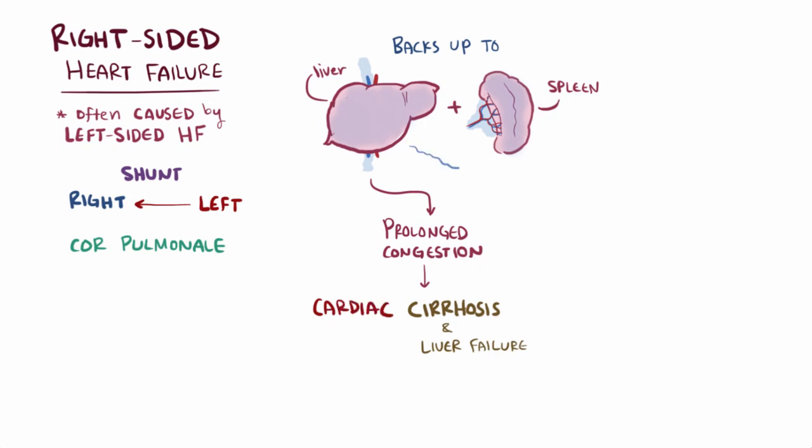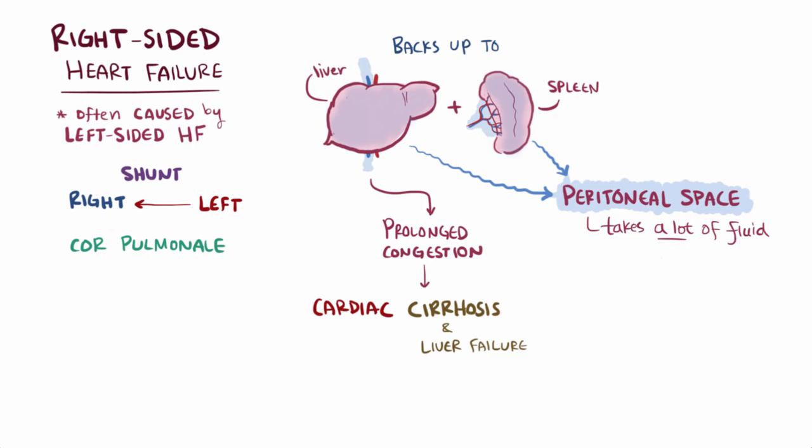Excess interstitial fluid near the surface of the liver and spleen can also move right out into the peritoneal space as well. And since that cavity can take a lot of fluid before there's any increase in pressure, a lot of fluid can build up in the peritoneal space, which is called ascites.